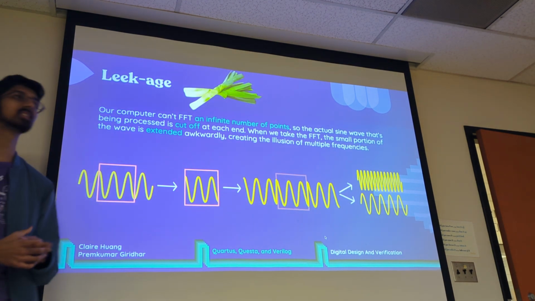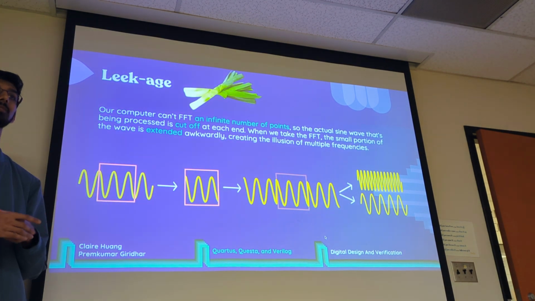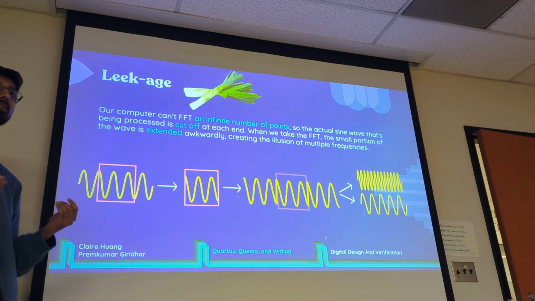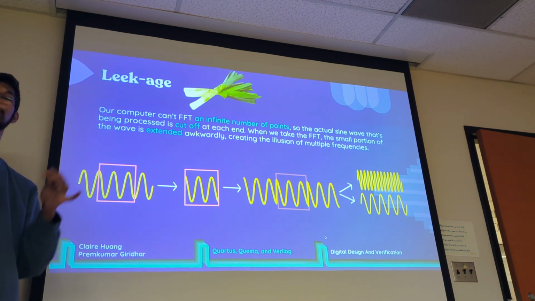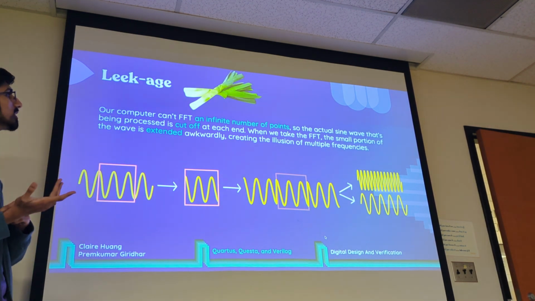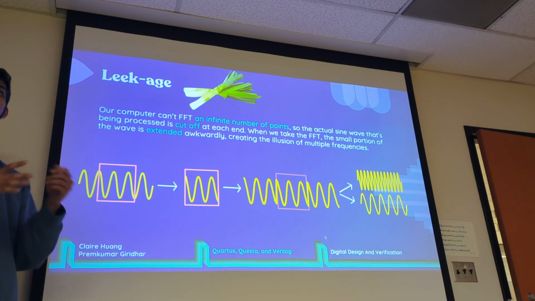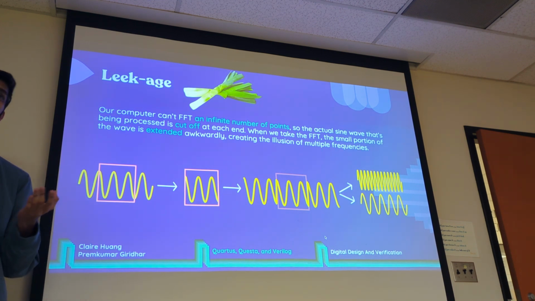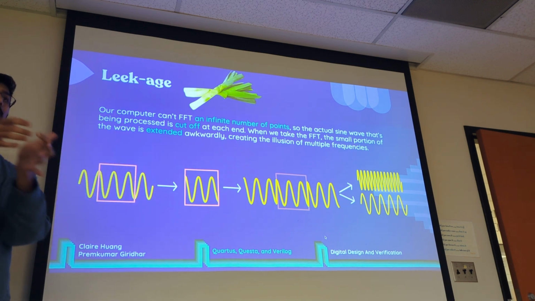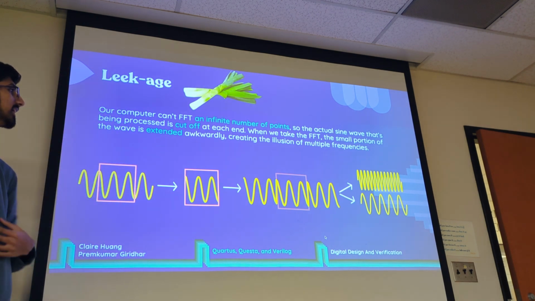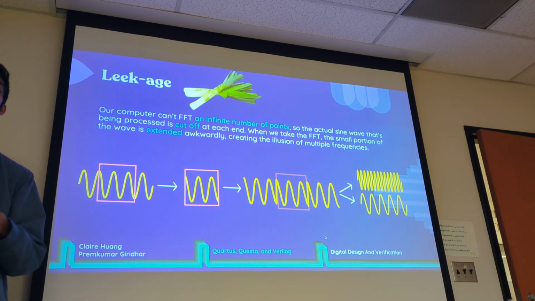So the problem is that our computer can't really compute the FFT of an infinite number of points. So this is what the Fourier transform mathematically requires, right? You take the periodic signal and you compute frequencies out of it. But what the computer does, since it's a discrete signal that's sampled at a certain number of samples, it takes that discrete signal, it makes it periodic just by repeating it over and over, and then it tries to compute the Fourier transform of that using the FFT algorithm.